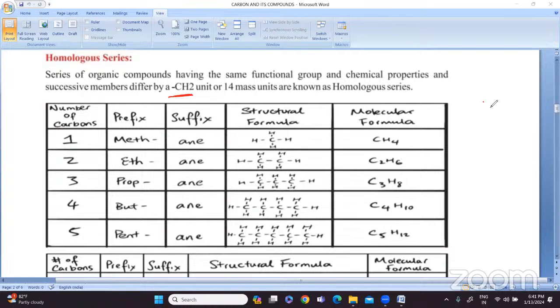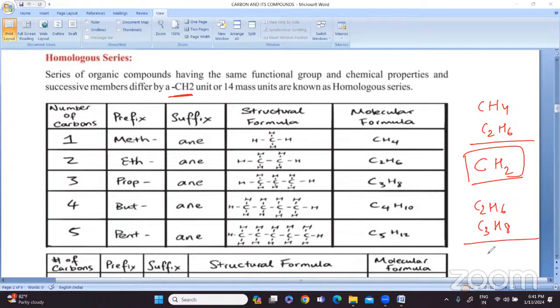You can see here when you have CH4 and C2H6, just see what the difference is. The difference is C: 2 minus 1 is 1 carbon, and 6 minus 4 is 2. So it is CH2. Now again, C2H6 and C3H8. 3 minus 2 is 1, and 8 minus 6 is 2. So again, between each compound there is a difference of a CH2 unit.